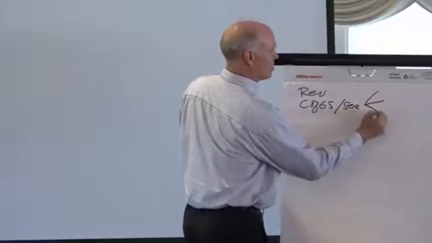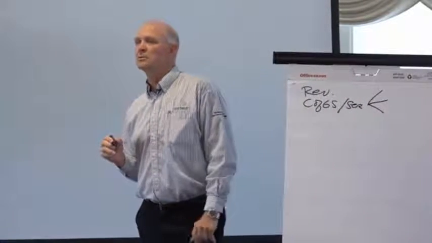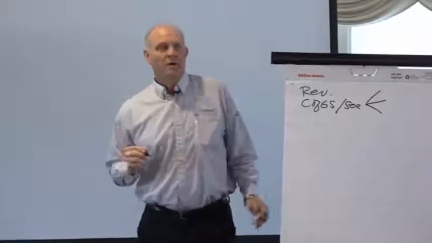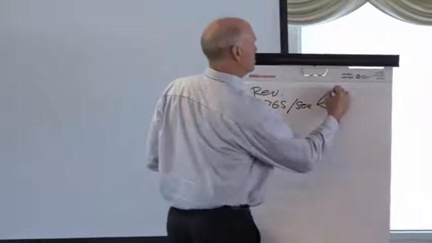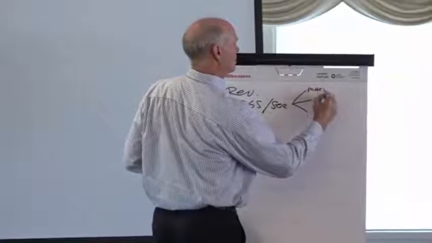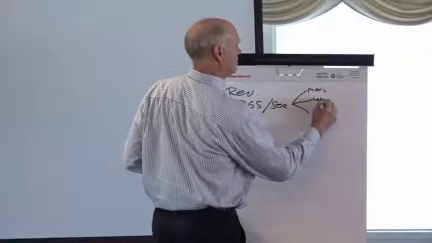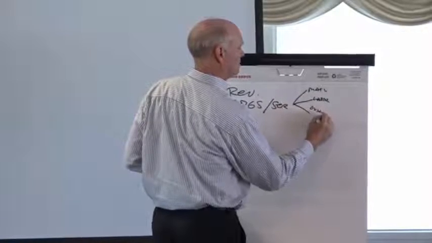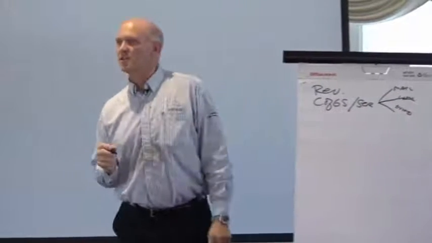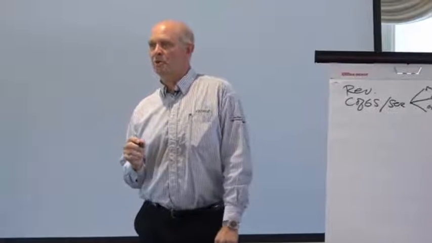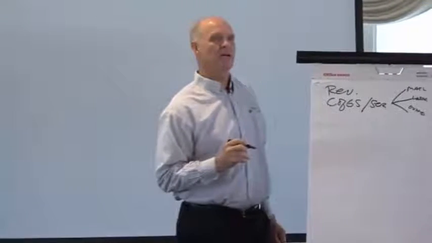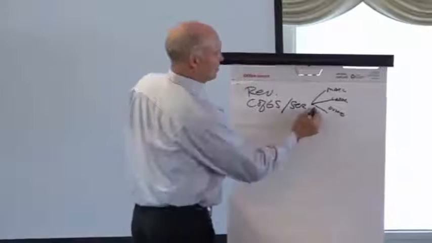What makes up cost of goods sold? Material, labor, maybe an overhead allocation. Can you think of anything else that people typically put in there? Huh? Equipment.